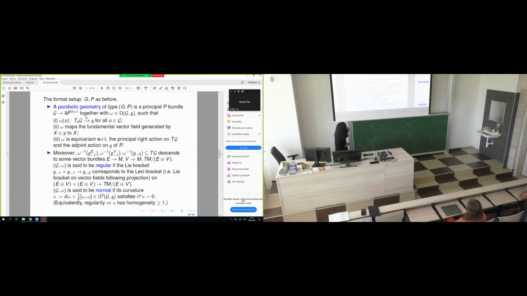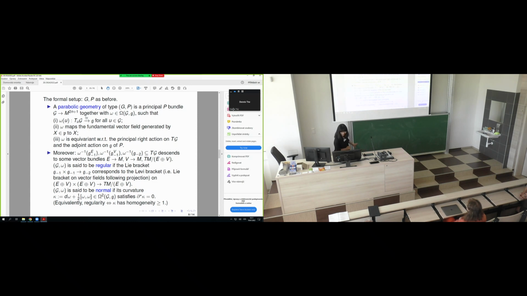And the formal definition is as follows. So G is SL(n+2, R) as before, and P as before. And the parabolic geometry is a Cartan geometry of the same type. Namely, it consists of a principal P bundle together with a Lie algebra g-valued one form on the bundle such that in each fiber it gives rise to a linear isomorphism, and it maps the fundamental vector fields back to its generator, and it is P-equivariant with respect to the principal P action on TG and the adjoint action of P on the Lie algebra g.